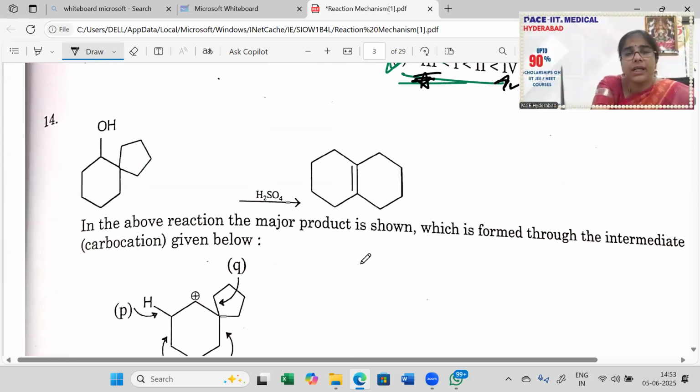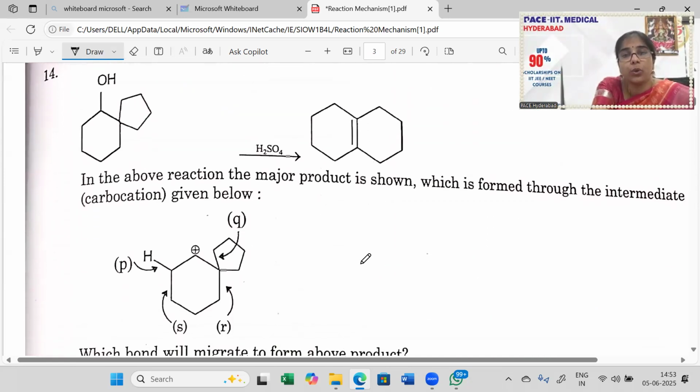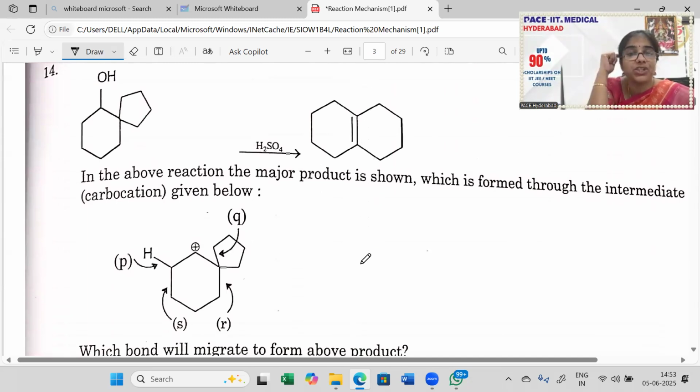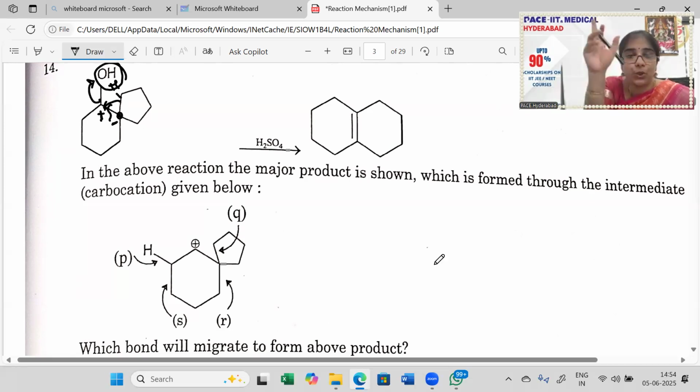Next, moving on, question number 14, OH given to you in the above reaction. The major product shown is this part. Once the OH moves out, this attains a positive. As this attains a positive, it will be jumped on to this part, breaking the bond here, because whenever you have spiro compounds, this breaks down. Then you get a negative here, the hydrogen goes off as a water molecule, and then this will be attached. Thereby you will get a double bond here between those two rings.